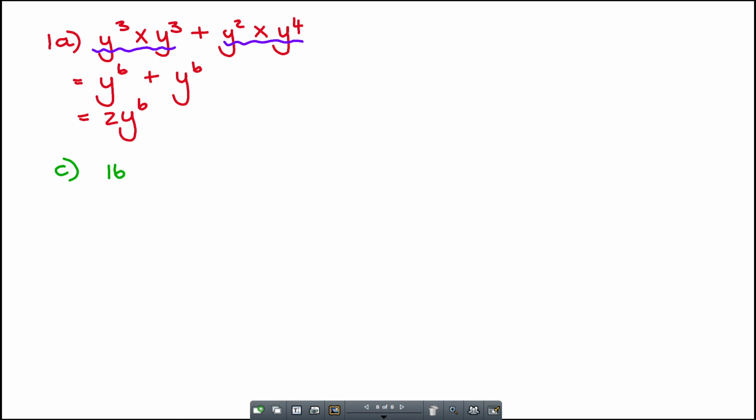At C, 16 to the power of n divided by 2 to the power of n. Okay. Now, there are multiple ways of getting to the same answer. I'm assuming you guys did the following: 16 to the power of n divided by 2 to the power of n. And now because my exponent is the same for both, I could have said that is 16 over 2, to the power of n. And if I simplify that 16 over 2, it's going to give me 8 to the power of n.